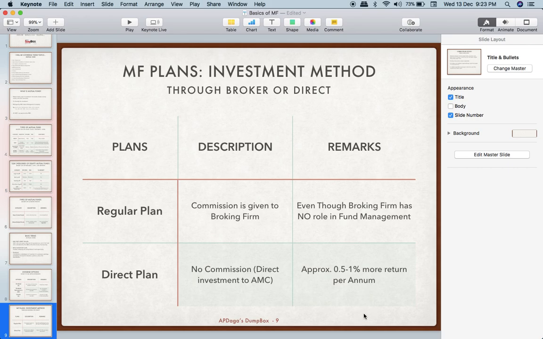I'll show you how to distinguish which is a regular plan and which is a direct plan. Generally, if that mutual fund is a direct plan, it is mentioned over there. Otherwise, if nothing is mentioned, that means by default it is a regular plan. Okay.